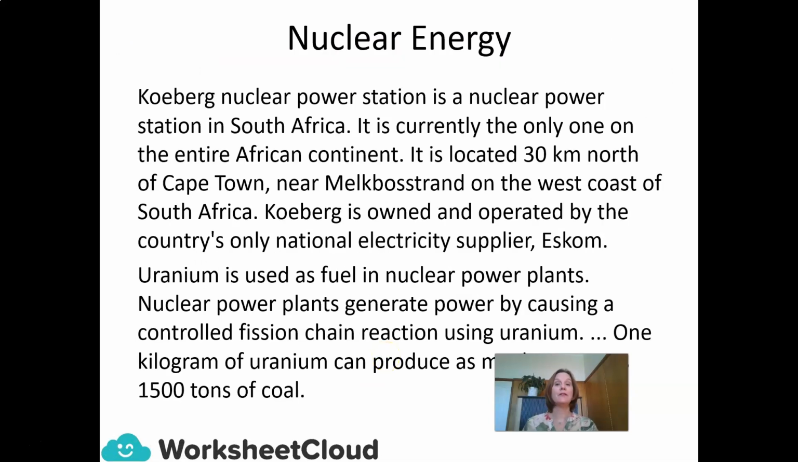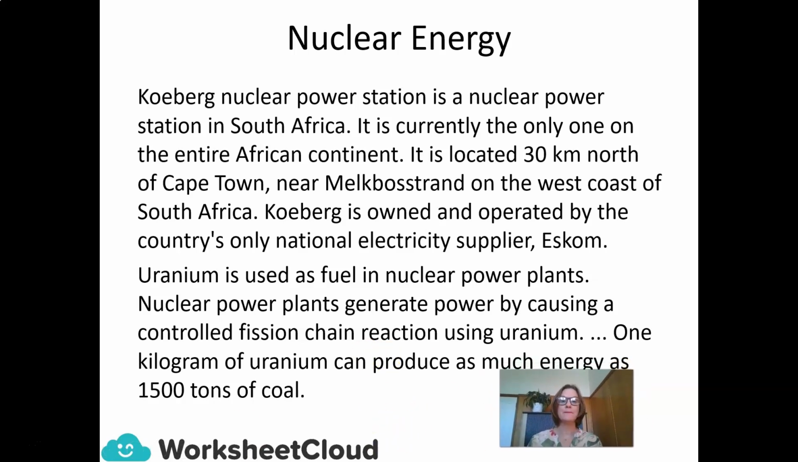So, in South Africa, we are very lucky to have a nuclear power station, grade 7s. It's called Koeberg, and it's the only nuclear power station in South Africa. It is currently the only one on the entire African continent. It's located 30 kilometers north of Cape Town, near Melkbosstrand. For those of you who've driven out to the west coast, you've probably seen it. Koeberg is owned and operated by the country's only national electricity supplier, yes, Eskom.